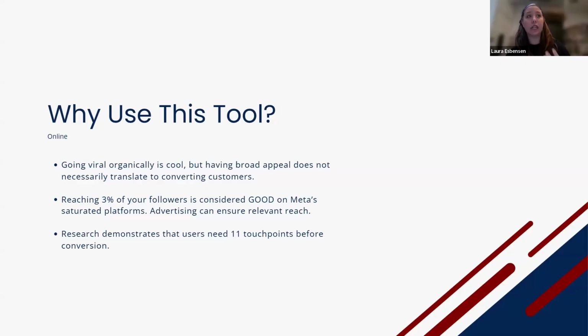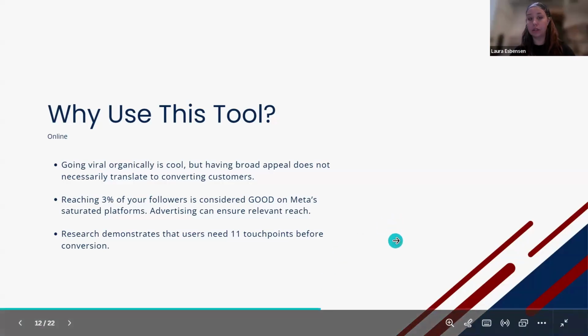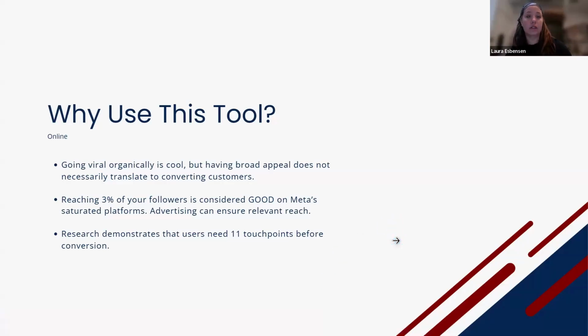Additionally, we live in sort of an era of digital distrust, corporate distrust. People need more assurance and more connection than they have historically before they want to spend their money or work with you for your service. Current research demonstrates that users need about 11 touch points before a conversion. That's a lot of touch points. So social, both organic and advertising, is a good way to fill those spaces.